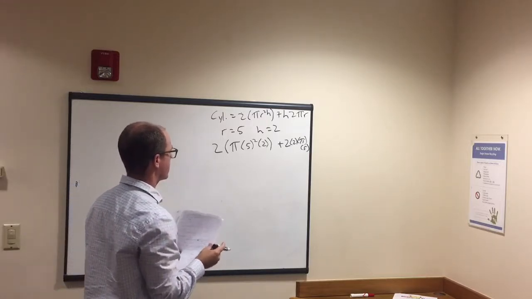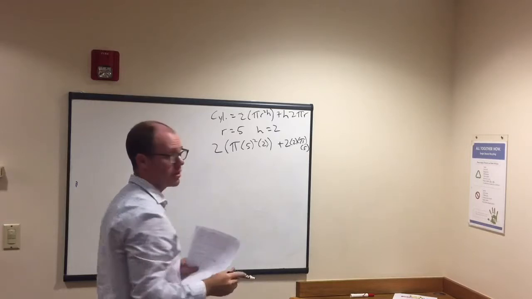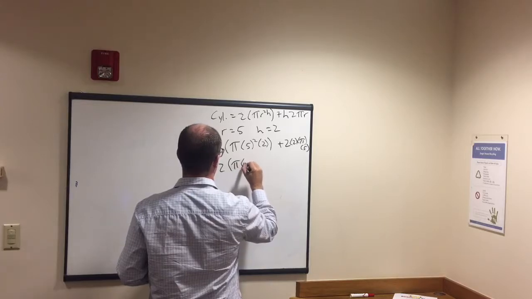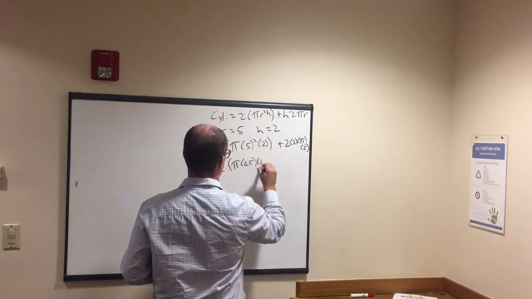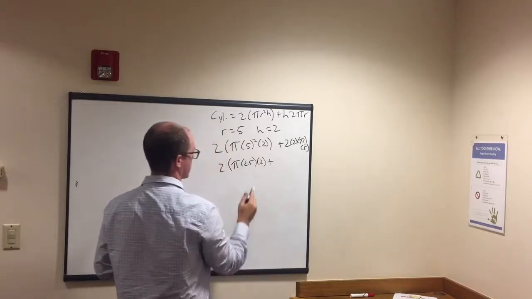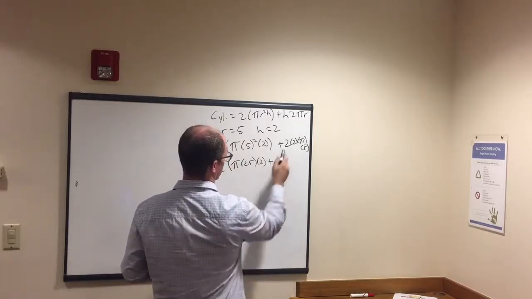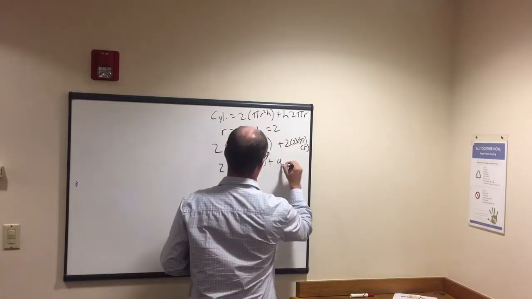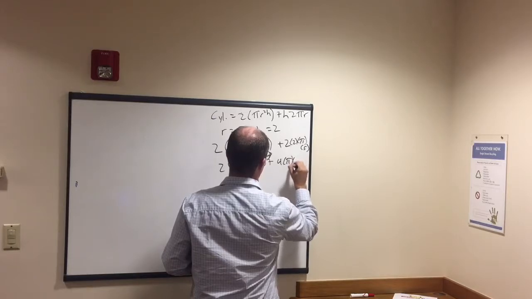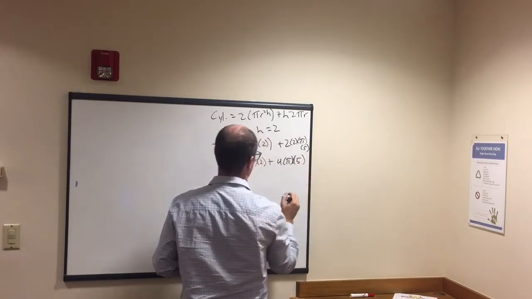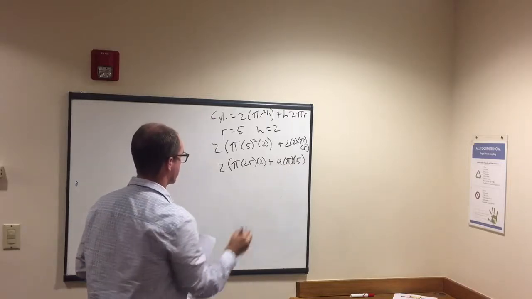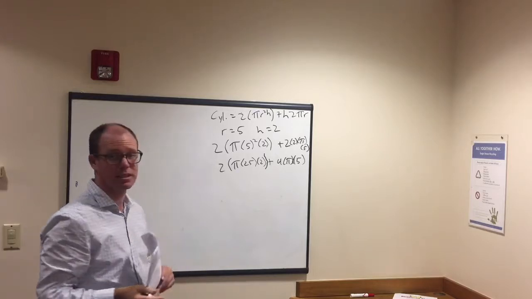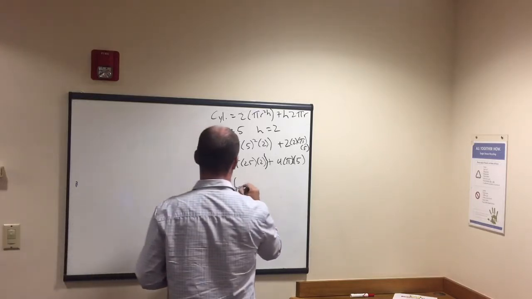Now let's see if we can clean this up a little bit. We have 5 squared makes 25. Everybody agree with that? 5 squared makes 25. So we have 2 times pi times 25 times 2 plus, here we have 2 times 2 is 4. So we'll just say 4 times pi times 5. Now let's see if we can clear this up even a little more. 25 times 2 is 50. So now we have 50 pi here.